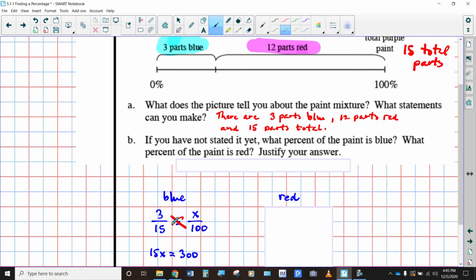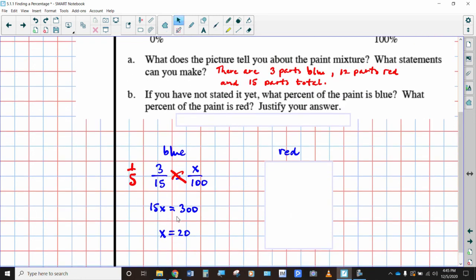like I did, and get 15x is equal to 300, and then divide 300 by 15, or some students will do this. They'll say, hey, can't I reduce that to 1 over 5? And now that's friendly. 5 times 20 is 100, so what is 1 times 20? And it turns out the answer is 20. So that means that the blue represents 20% of the total.